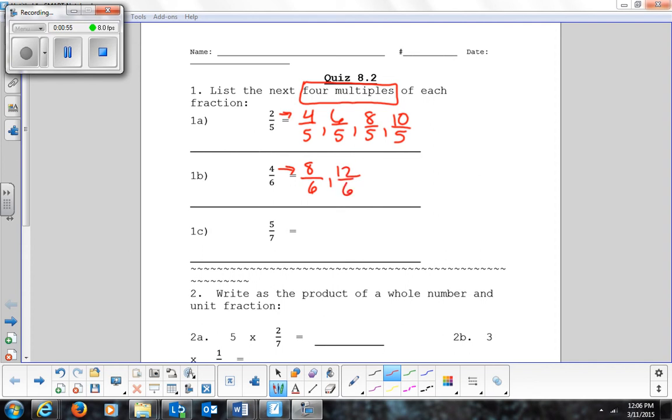12. Good. What is after 12? 16. What is after 20? Good. All right. 5/7. 5/7. Robert, what do we do? What's my next multiple? 10 over 7. 10/7. Good. And what's next, class? 20.